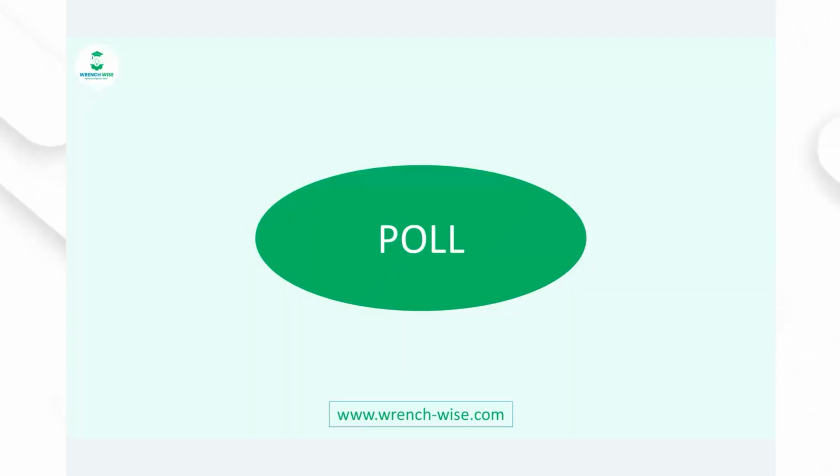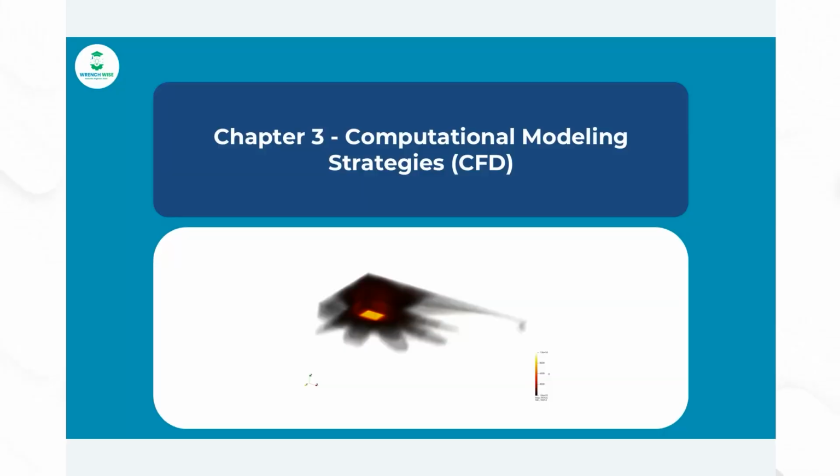Okay, we do have one poll here. So your simulation shows a component heating up. If the temperature doubles, how much does the radiated power increase? This is the T to the power 4. It is 16 times. Great. So 2 to the power 4, this is going to be equal to 16.